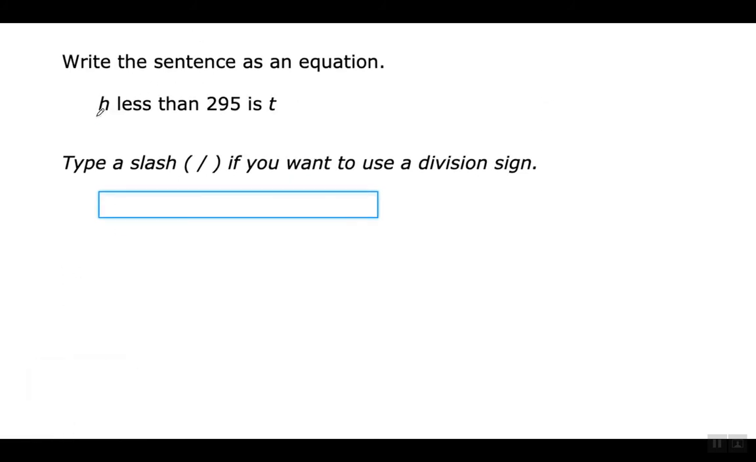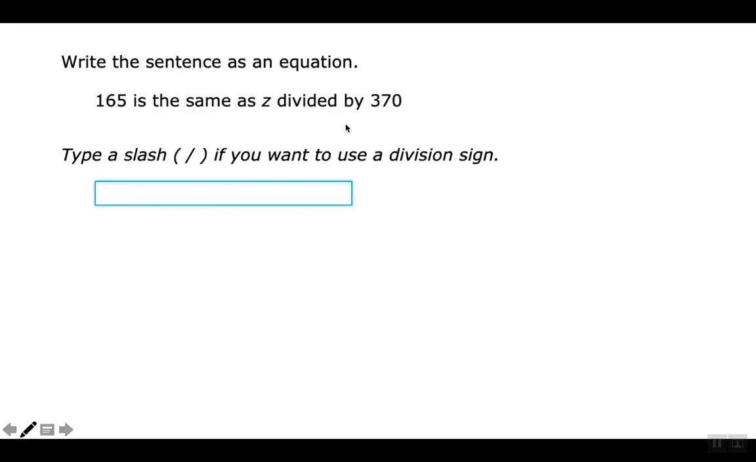H less than, that's this. 295 is T. 165 is the same as 165 es lo mismo que Z divided by, dividido por 370. I couldn't decide whether to say it in English or Spanish. 370. Okay? 165 es lo mismo que Z dividido por 370.